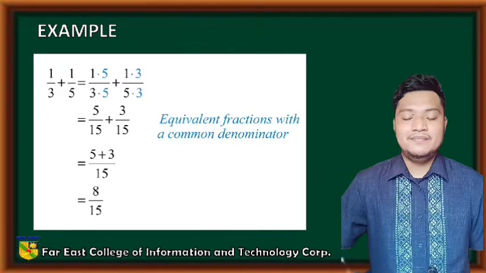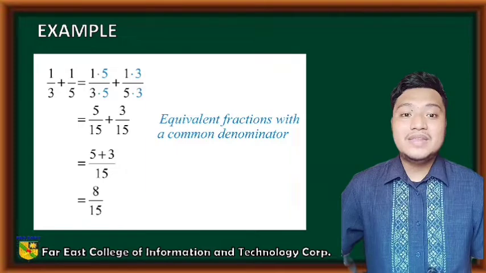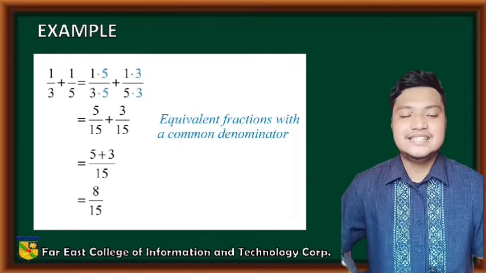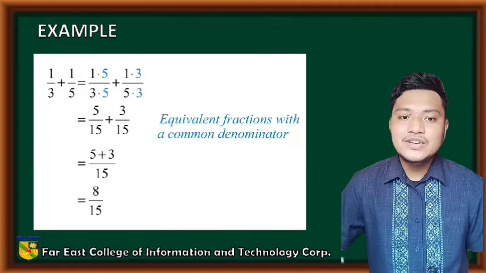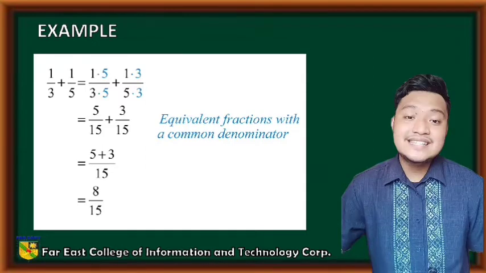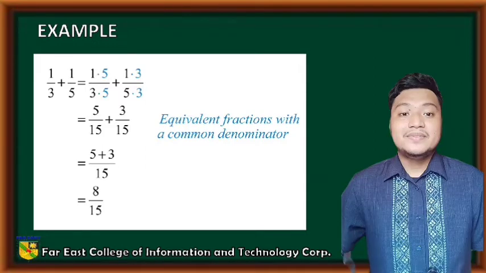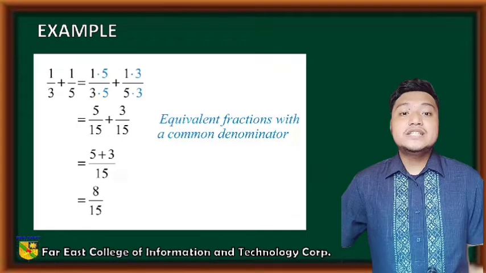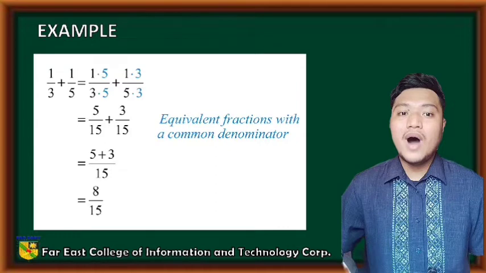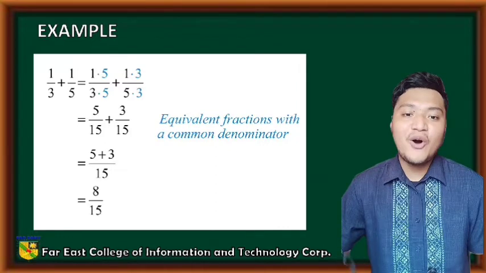Okay? So, magiging 15 po ang ating LCD. So, sa 15 na yon, you need to simplify it. So, 15 divided by 3, it's 5. Times 1, 5. So, ang 1/3 magiging 5 over 15.